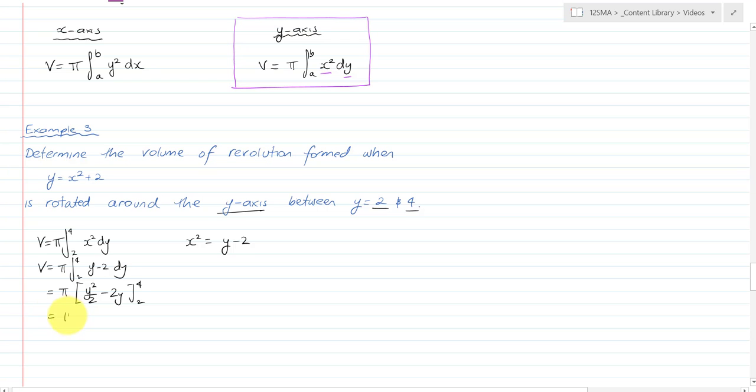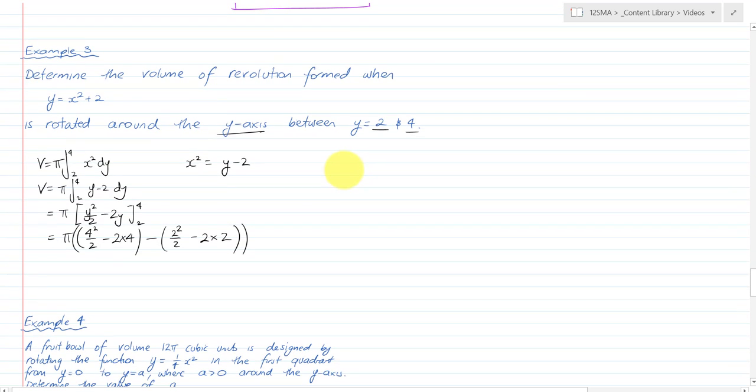And that's equal to pi times 4 squared over 2 minus 2 times 4, minus 2 squared over 2 minus 2 times 2. And if we calculate this, 4 squared over 2 is 8. 8 minus 8 is 0. Minus 2 squared over 2, 4 over 2 is 2. Minus 4 is negative 2, but negative of that, and this comes out as 2 pi. So the solution here is 2 pi units cubed.